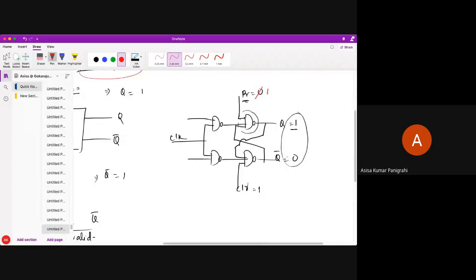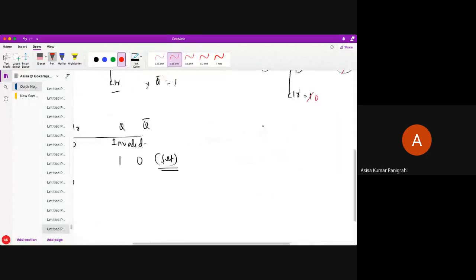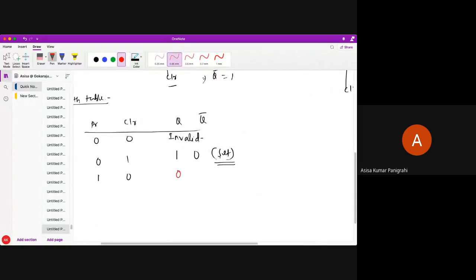Okay, and clear is 0 now. So if clear is 0, q bar will become 1. If q bar is 1, q is equal to 0. So what did we get here? 0 and 1 we got. So this is called the reset state of the flip flop.